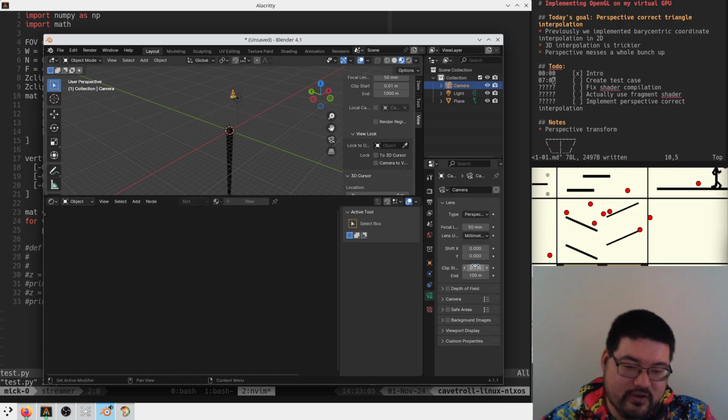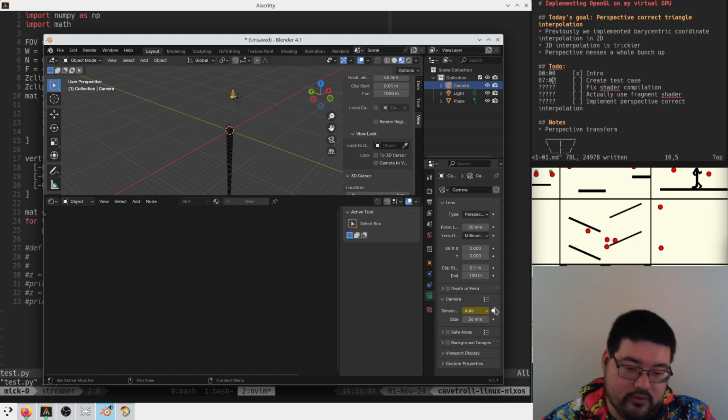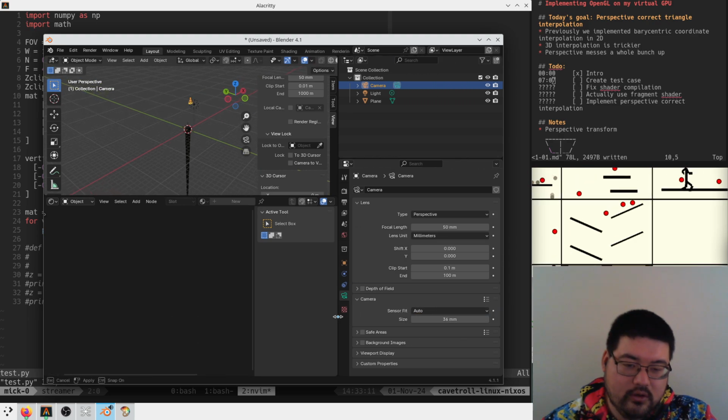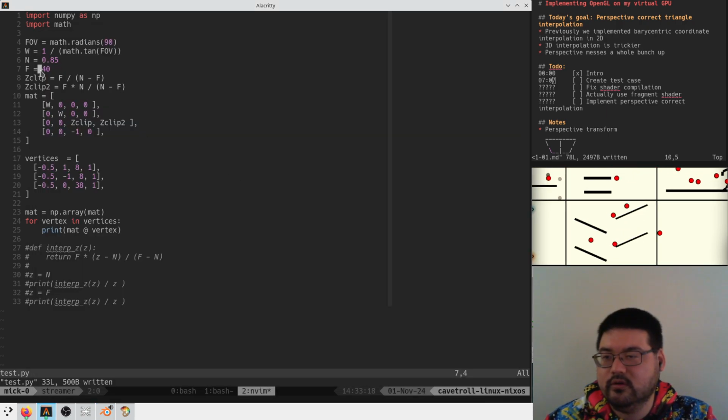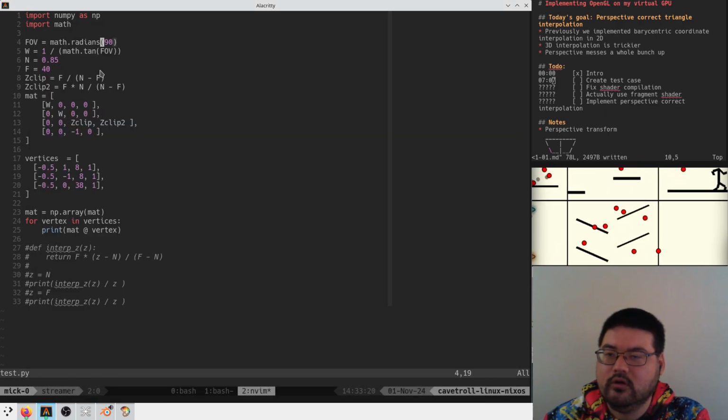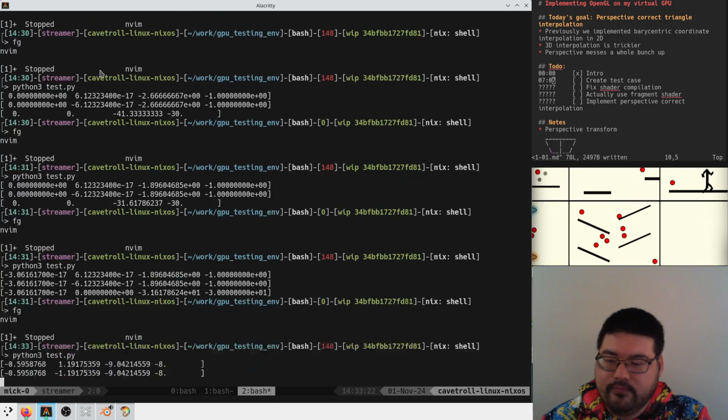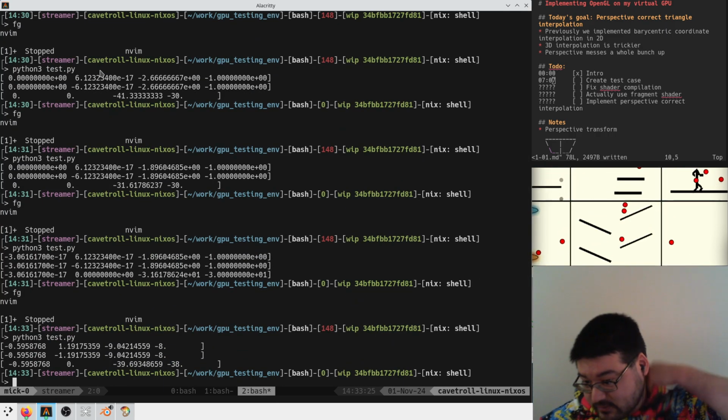And what's his field of view? There's like lens here, focal length 30. Can we do this in field of view? So this is like 40 degrees. Okay. So that seems pretty reasonable.